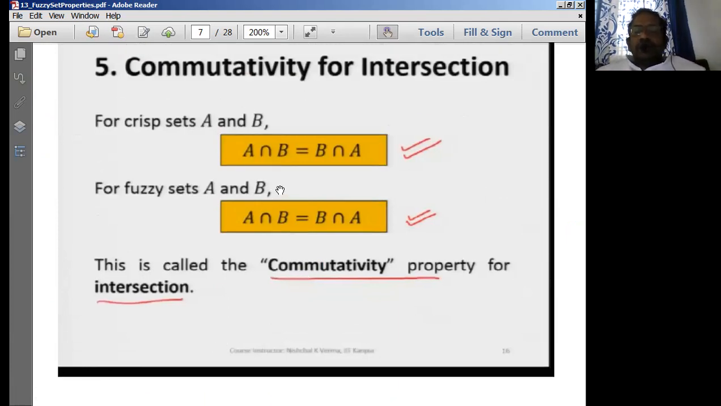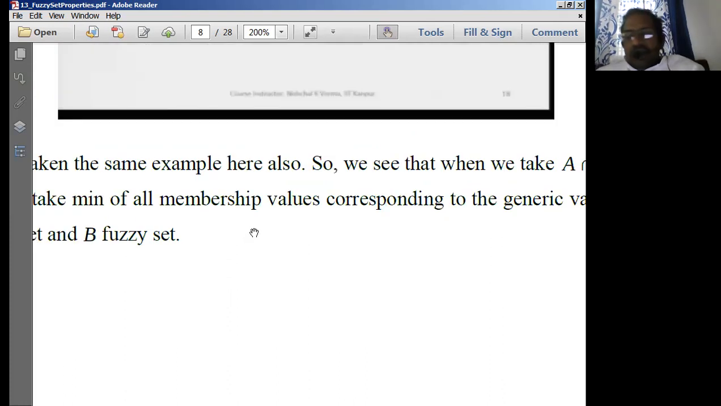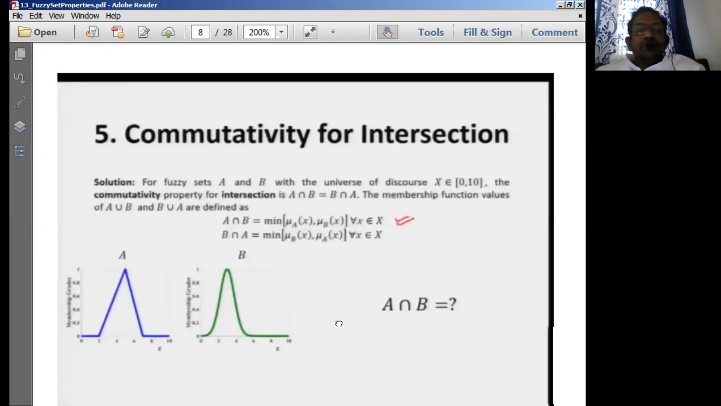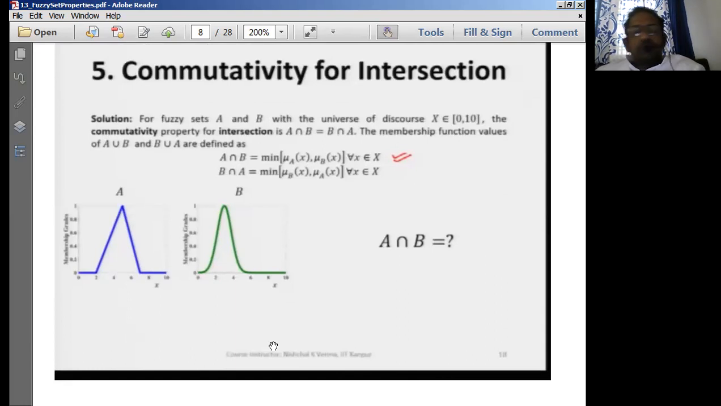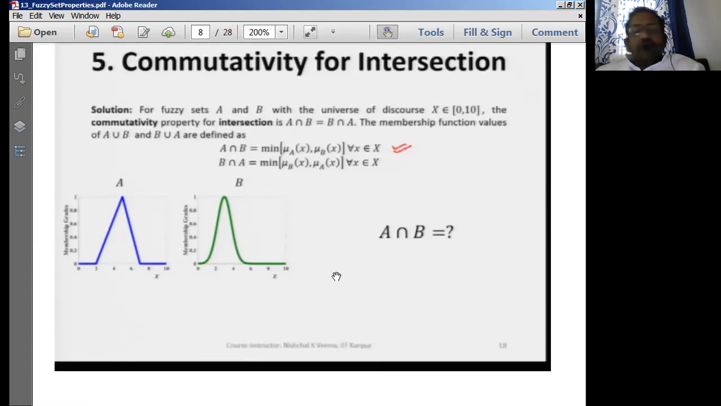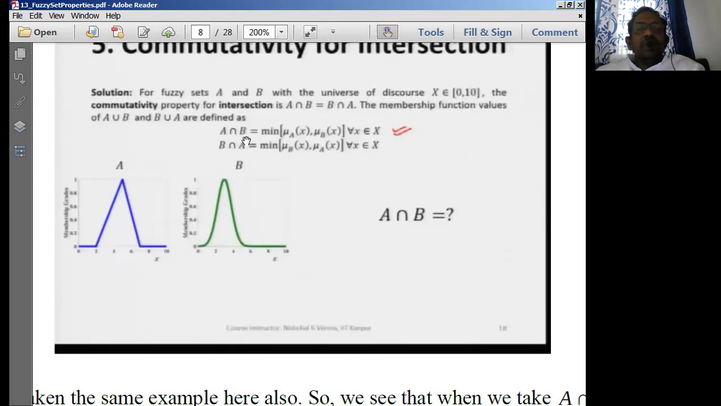A intersection B is equal to B intersection A. And for fuzzy sets also, it is going to satisfy the same relationship. So let us start analyzing the same relationship. Now, same member functions we'll take. A is a triangular function and B is going to be a Bell function. So same relationship we have, only thing is we're going to have intersection.